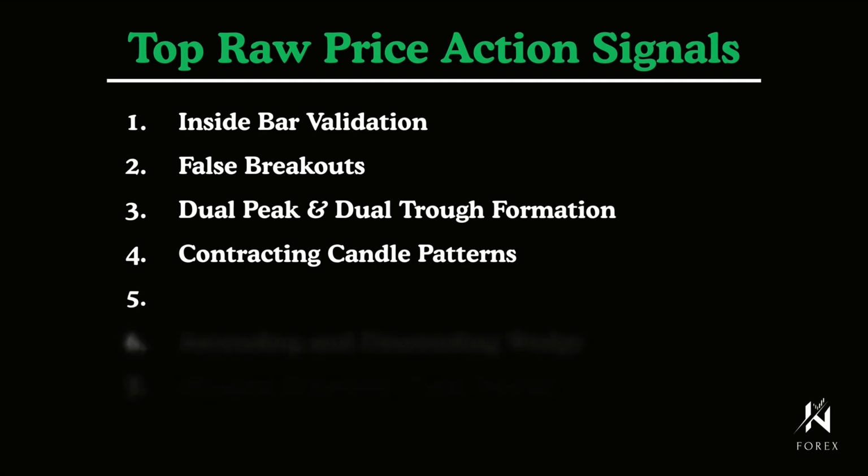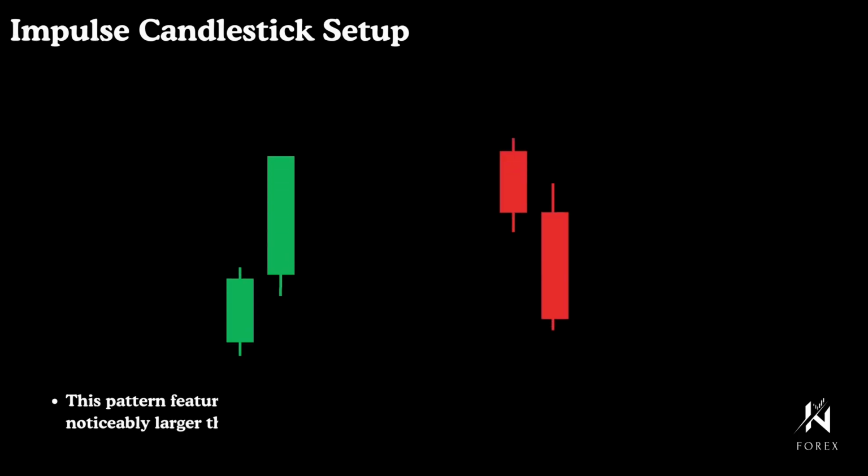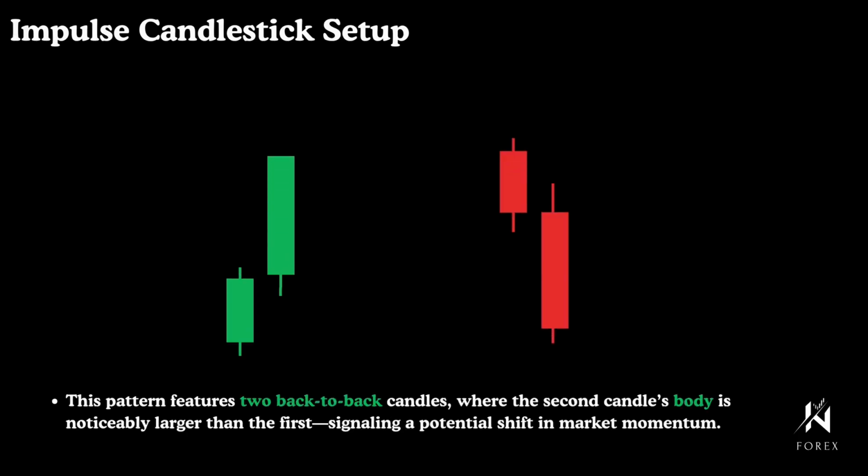Number 5. Impulse candlestick setup. This pattern features two back-to-back candles, where the second candle's body is noticeably larger than the first, signaling a potential shift in market momentum. The psychology behind this pattern reveals a surge of strong momentum entering the market, often signaling a continuation in the direction of the trend.